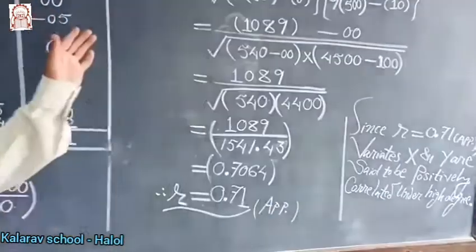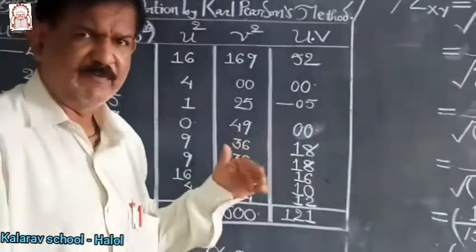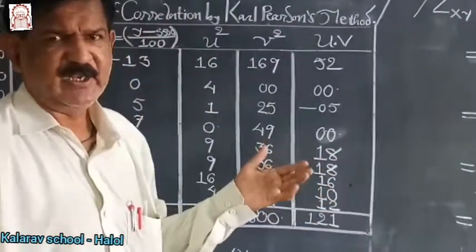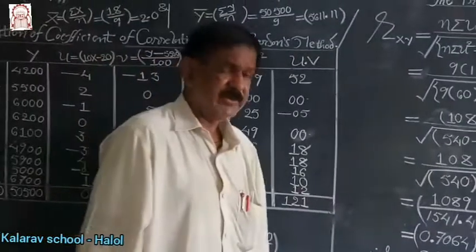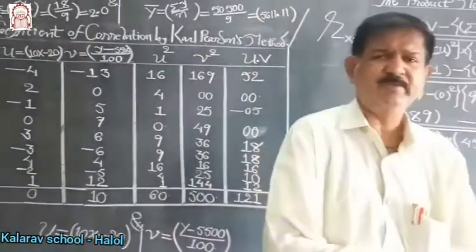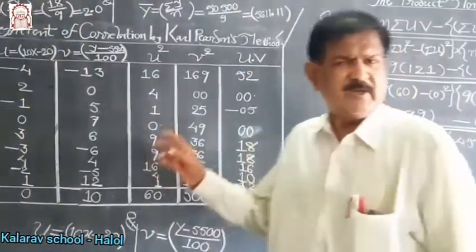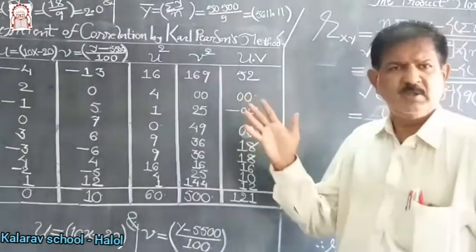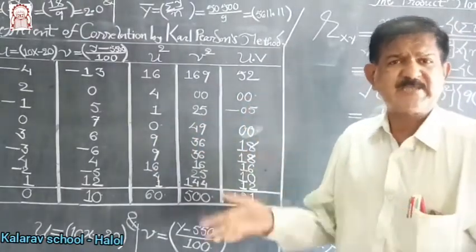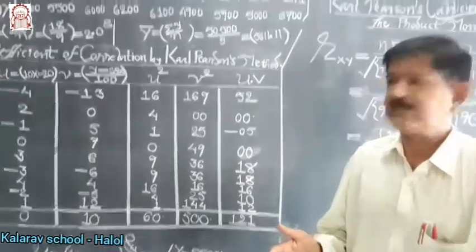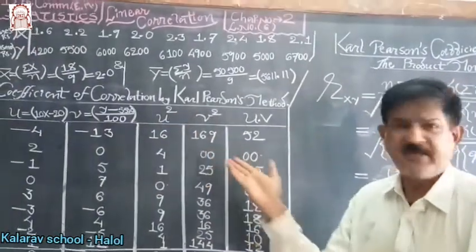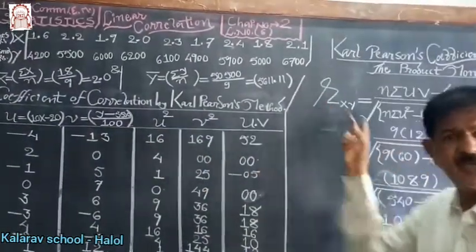This is the example of our textbook, page number 79, example number 12. But you must practice a minimum of 5 examples of the same type. In the examination, if it is asked for 4 marks or 5 marks, then this correct table will give you 2 marks and the calculation will give you 2 marks.